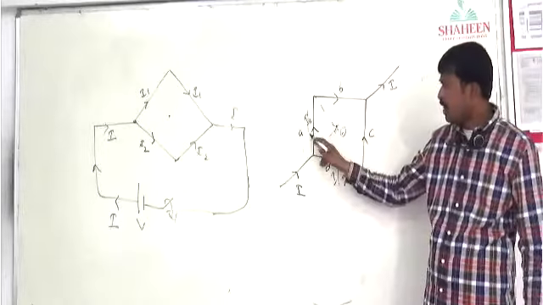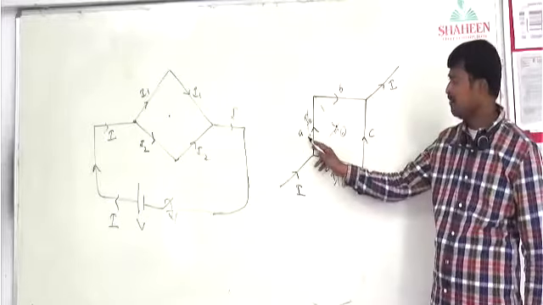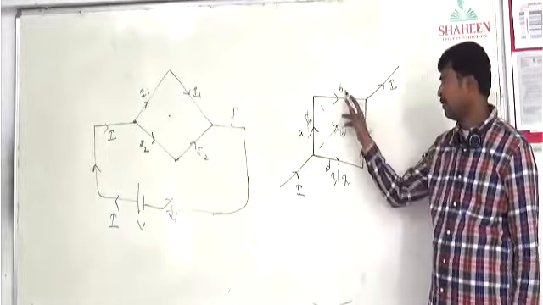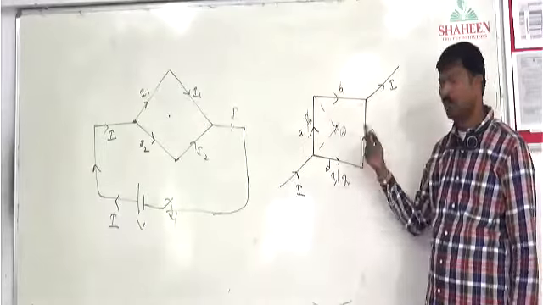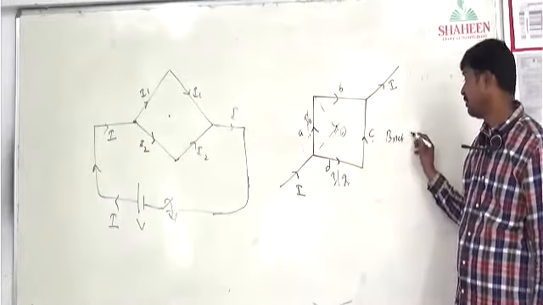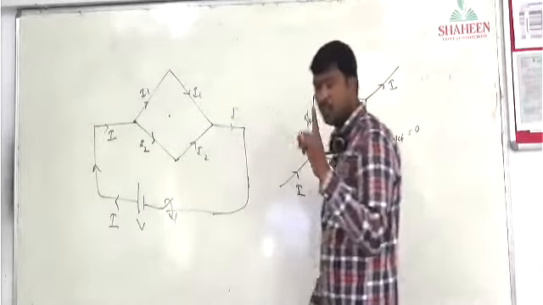So these two magnetic fields are cancelled by these two. Because A is inward and C is outward, cancelled out. B is inward, D is outward, cancelled out. So B net will be what? 0. B net will be 0.